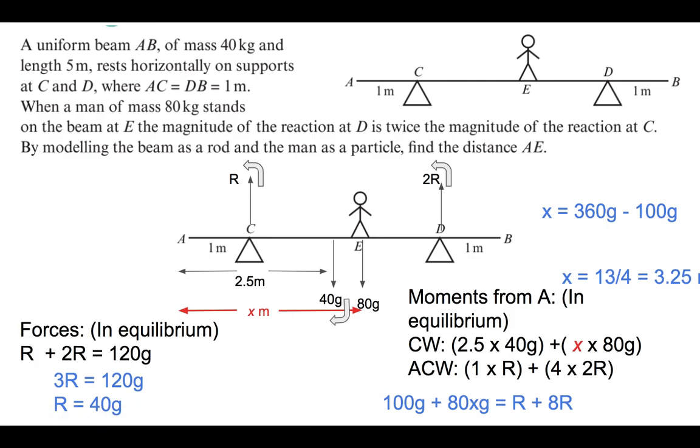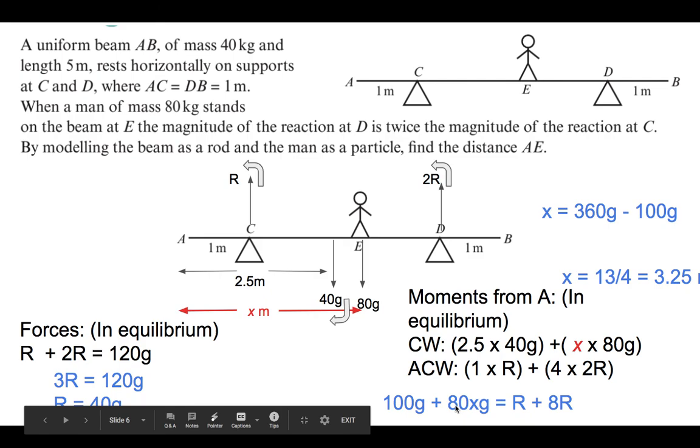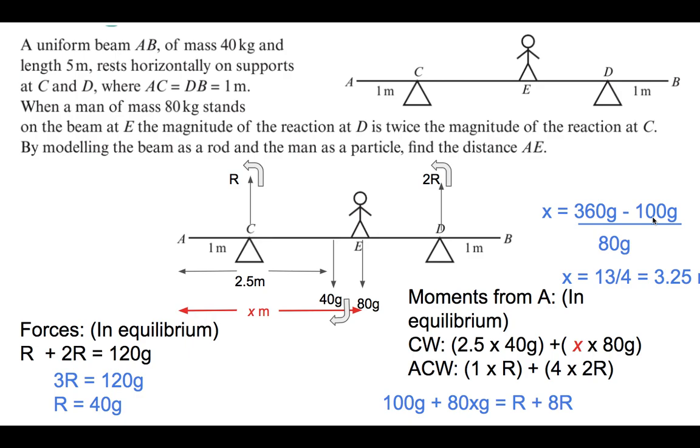Okay, so if I rearrange this now, 100G plus 80xg equals 360G. I've got 360G minus 100G divided by 80G, and if I do that, all the G's cancel out. I end up with 260 over 80, 26 over 8, 13 over 4, so it's 3.25 metres.